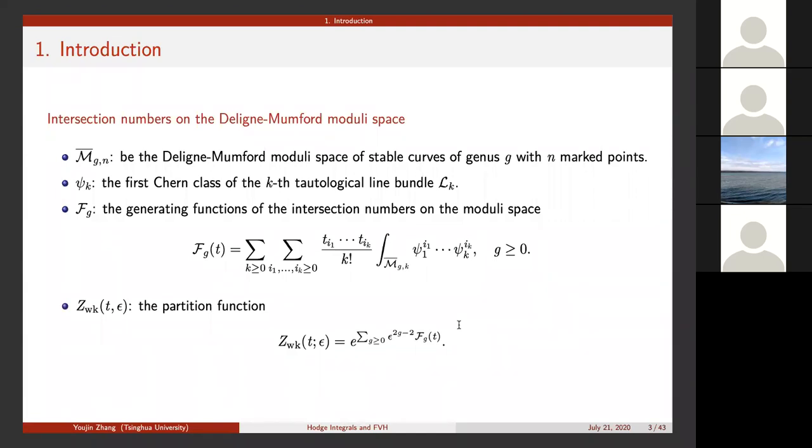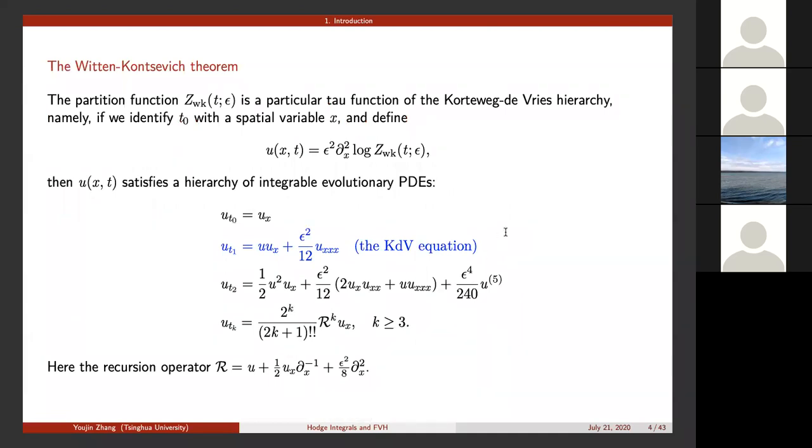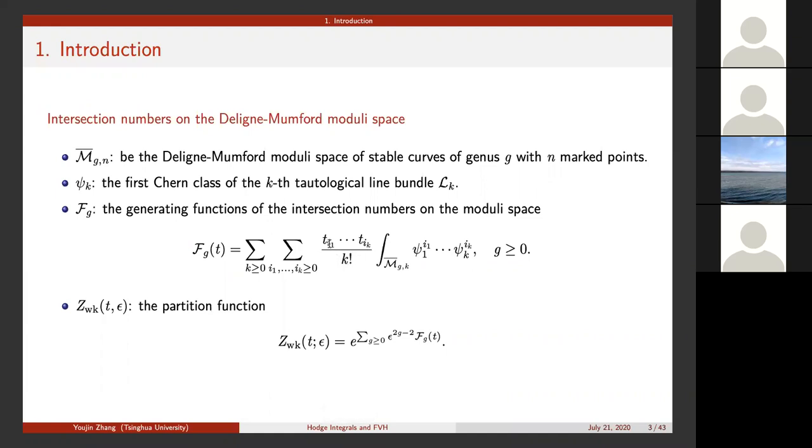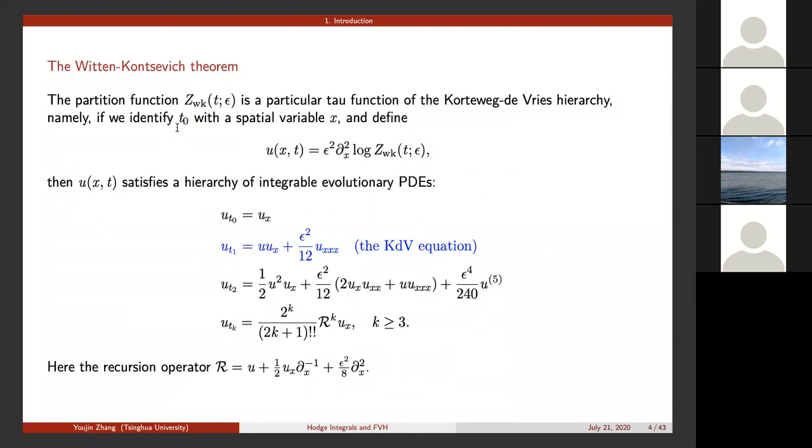Then Witten conjectured that this Z, we call it the Witten-Kontsevich, is a particular tau function of the KdV hierarchy. This means that this Z depends on infinitely many parameters t_0, t_1, and so on. We choose t_0 as a particular parameter and identify it with the special variable x. And we define this function u, which is a function of x, t_1, t_2, and so on, by taking x derivatives of the logarithm of this partition function. So we obtain a function of infinitely many independent variables t.